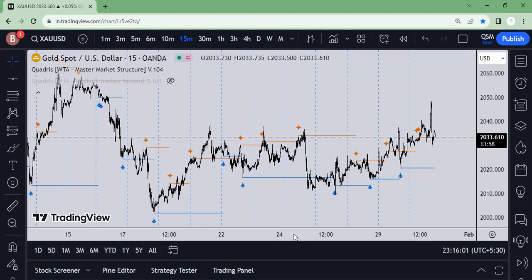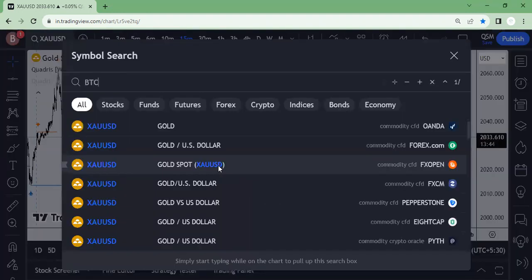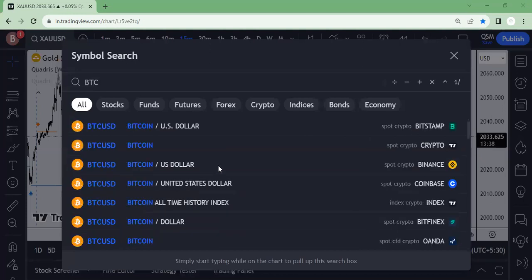BTC. Okay, you tell me which market you want to see. BTC USDT. Which one do you want, spot or Binance or what? Binance. BTC USD or USDT do you want? This is the USD. Okay.